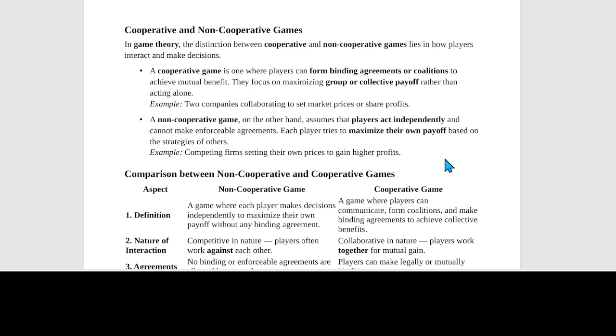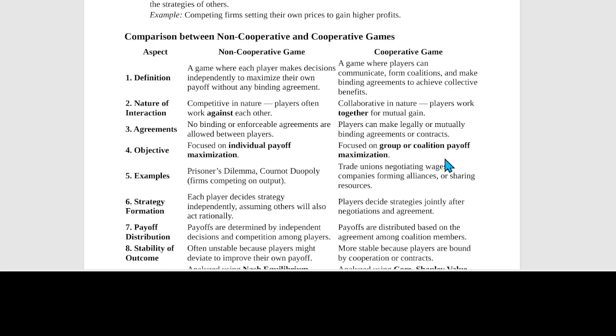ठीक है? Now that we've understood, we'll get to the differentiation between them, because it has been asked in exams. To compare non-cooperative with cooperative games, right? So what are non-cooperative games? Definitions समझ गया. A game where each player makes decisions independently to maximize their own payoff without any agreement, right? Cooperative games means a game where players can communicate and form coalitions, make binding agreements to achieve collective benefits.